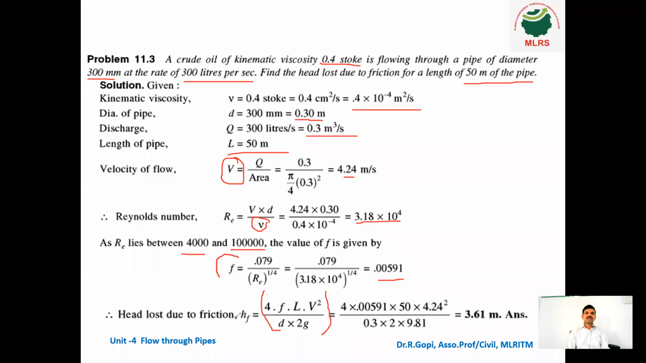Finally, head loss due to friction, hf is equal to 4 into f, f is 0.00591, into length of the pipe L, which is 50, and the velocity squared, velocity is 4.24, divided by 2gD, D is 0.3. Substituting all the values in this equation, finally we got an answer of 3.61 meter. This much head loss occurs in the pipe. This is the head loss due to friction.